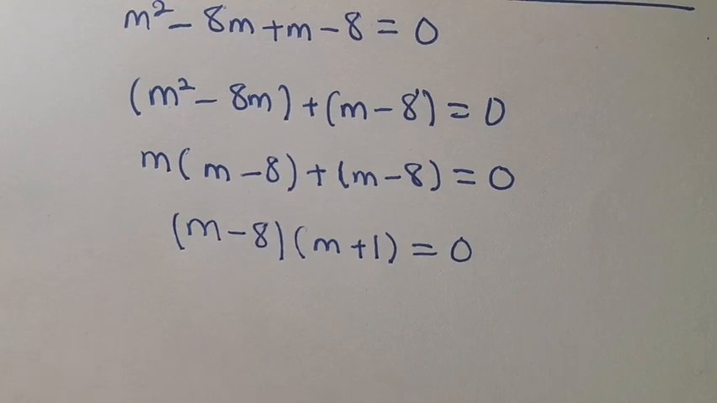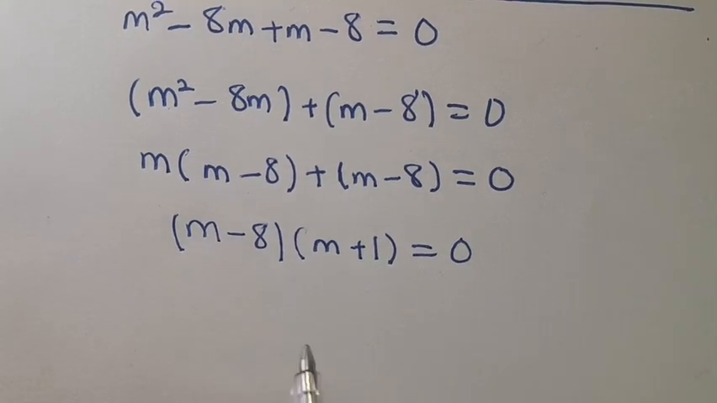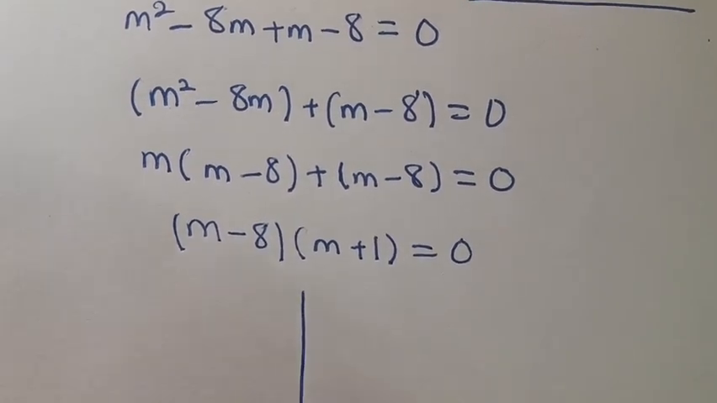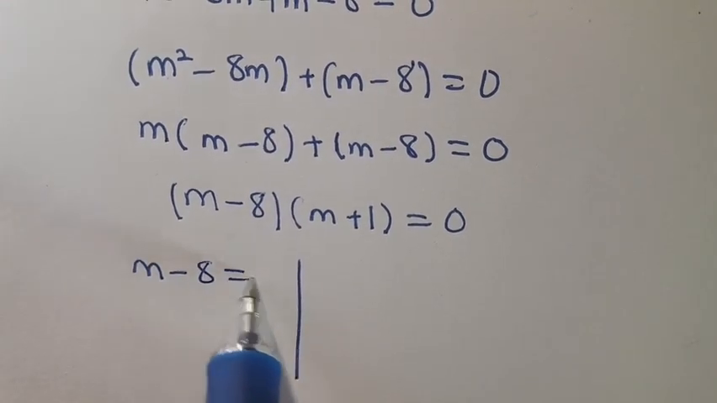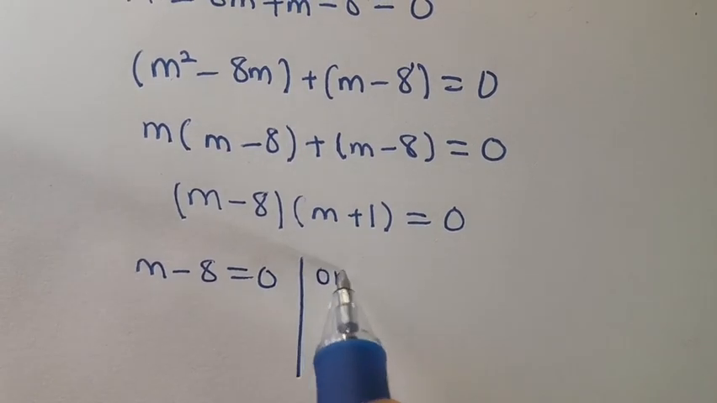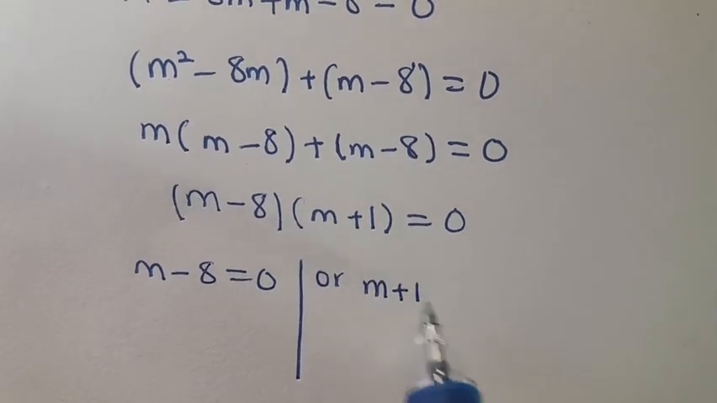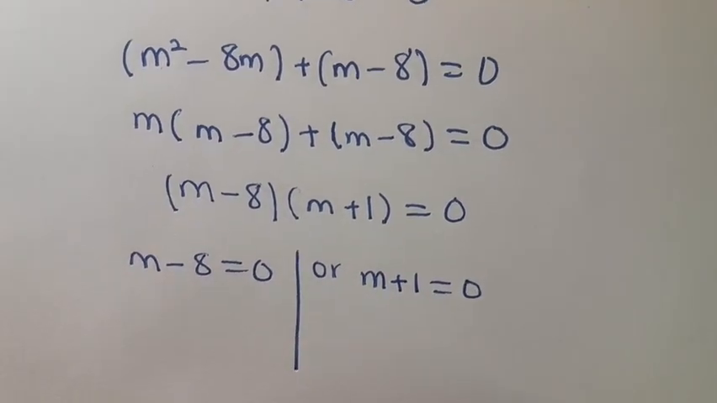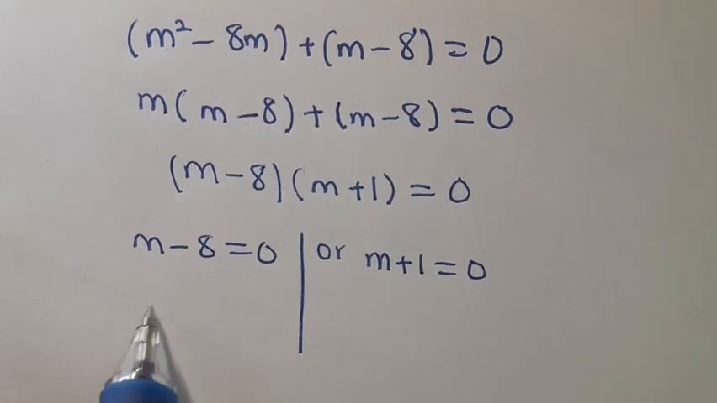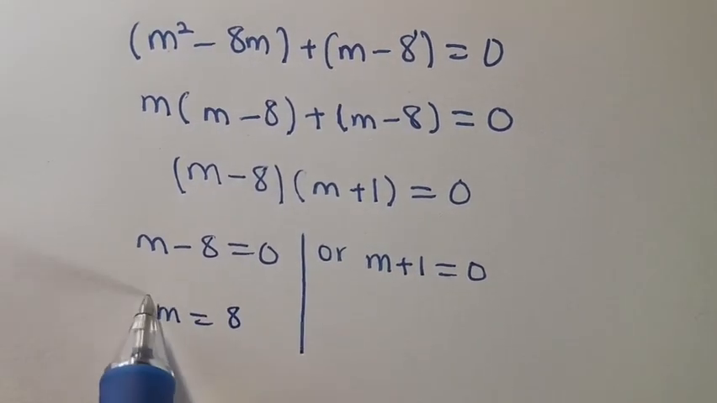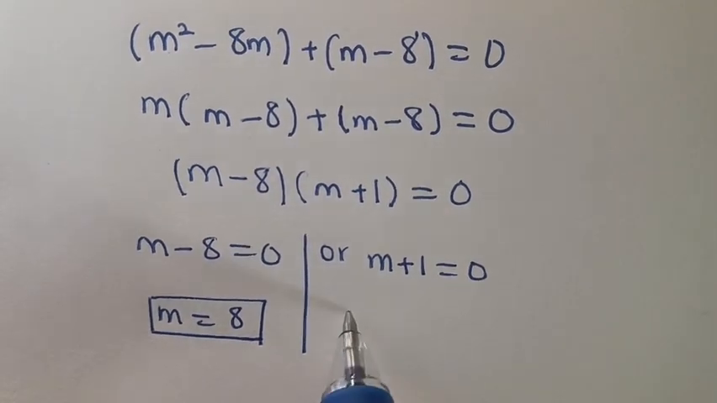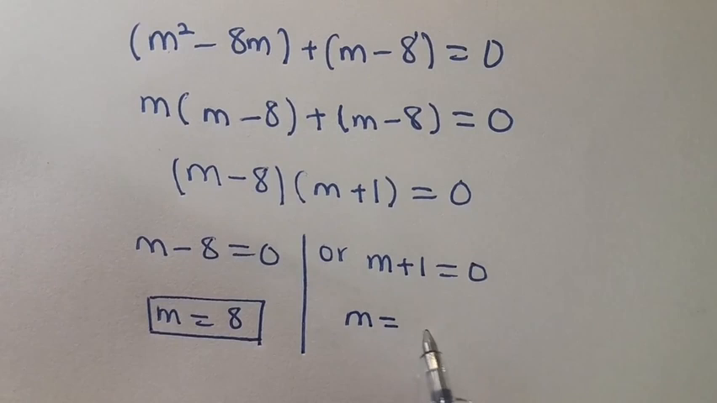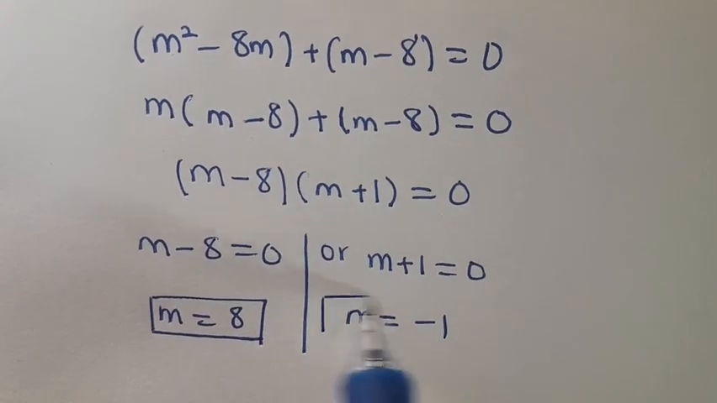Now from here, for this condition to be satisfied, is either we have m minus 8 equals 0 or m plus 1 equals 0, or two of them equals 0 at the same time. So we have m plus 1 equals 0. Now from here, we have m to be equals 8. And from here, we have our m to be equals minus 1.